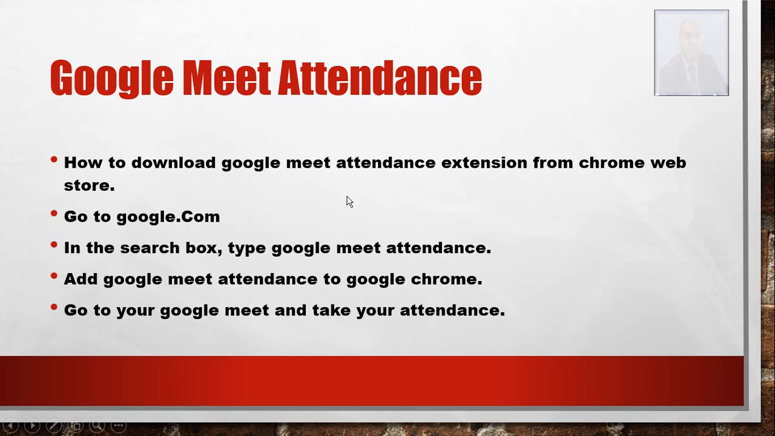How to download it? As I mentioned, you can download it from the Chrome Web Store. For that, you need to go to google.com. In the search box you type Google Meet attendance, and then you just add Google Meet attendance to Google Chrome, and go to Google Meet and take your attendance. Very simple way.